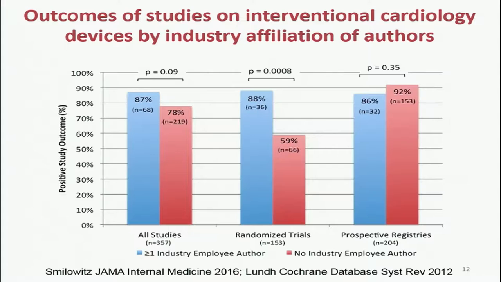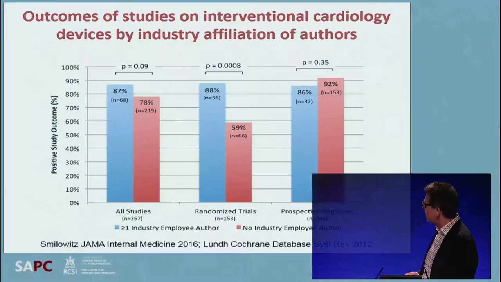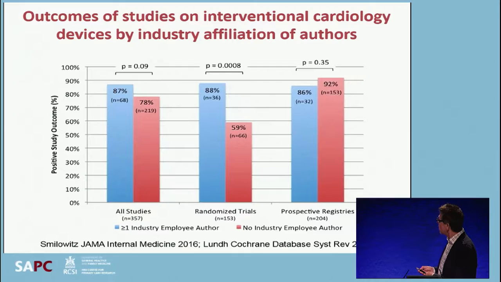The result, perhaps, of all these accumulating biases is seen in a very recent publication in JAMA Internal Medicine, looking at outcomes of studies on interventional cardiology devices by industry affiliation of authors. Basically, they looked at whether at least one of the co-authors was from industry, or whether there were no industry-employed authors. And you see that if industry was involved in the authorship, the blue bar, the results tended to be more positive, and this was particularly pronounced for randomized controlled trials, whereas there wasn't a big difference for registry studies of these cardiology devices.